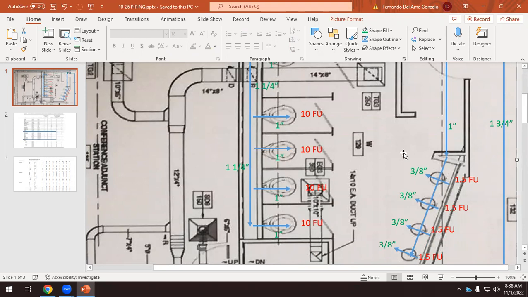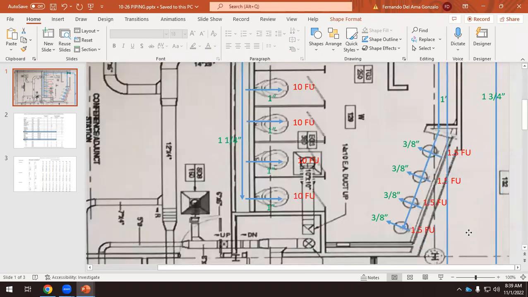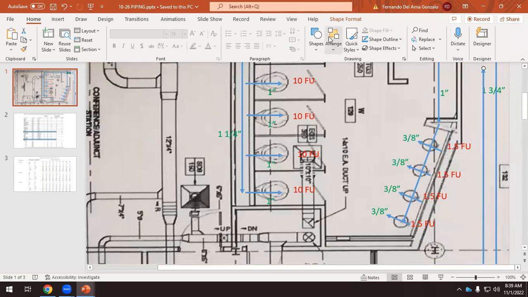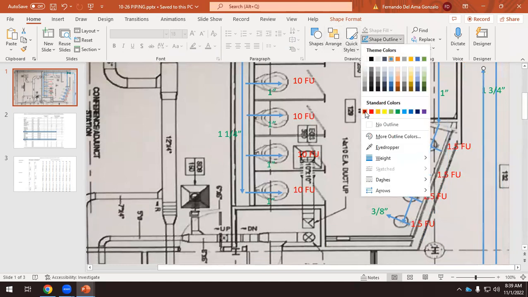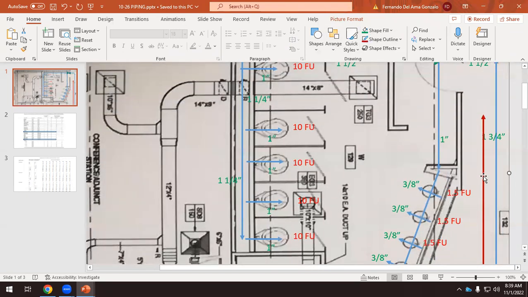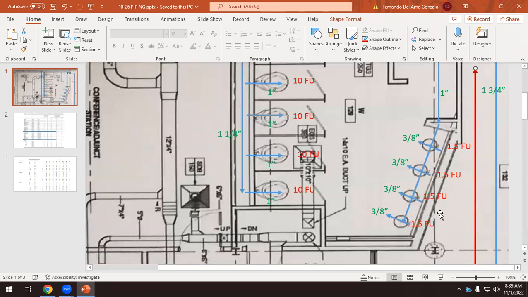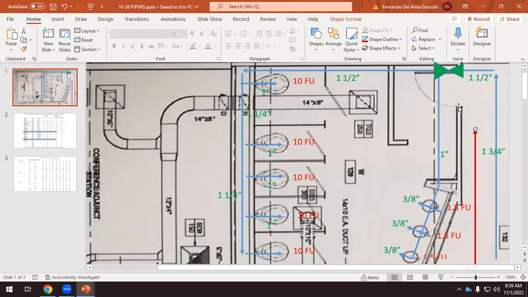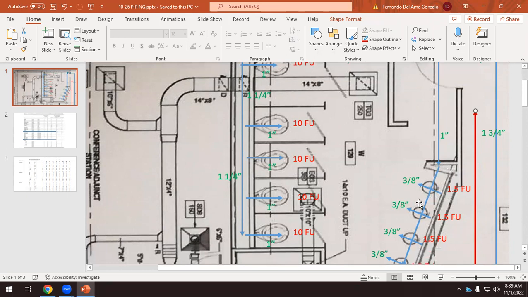I'm not doing the hot water because the hot water is easier. Probably there will be a main branch here for hot water, through the same hallway. The only thing is that that would be a red one. And now we don't go to the toilets. The hot water is only here. There's another shut off valve here at the entrance, and then it goes only to the sinks. So for the sink, the 1/2 hot water, I think it would be 3/8 as well.